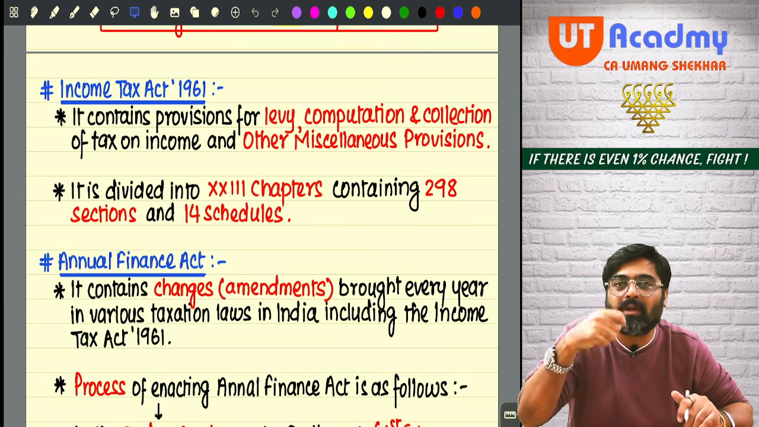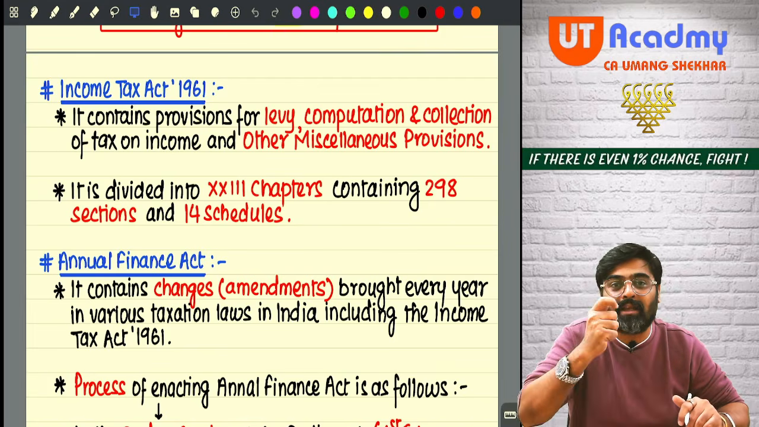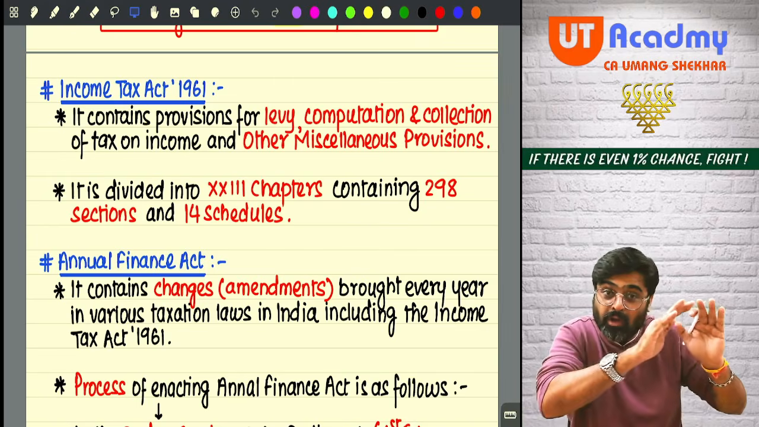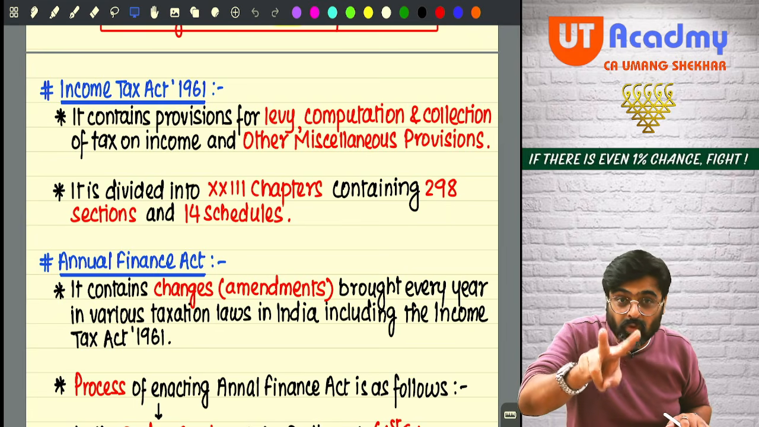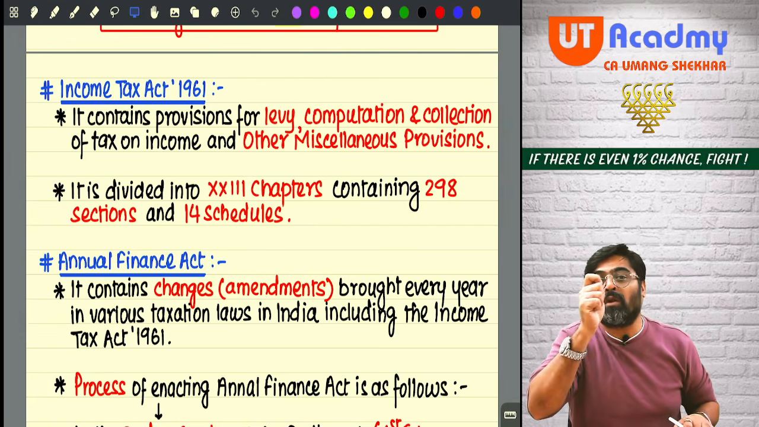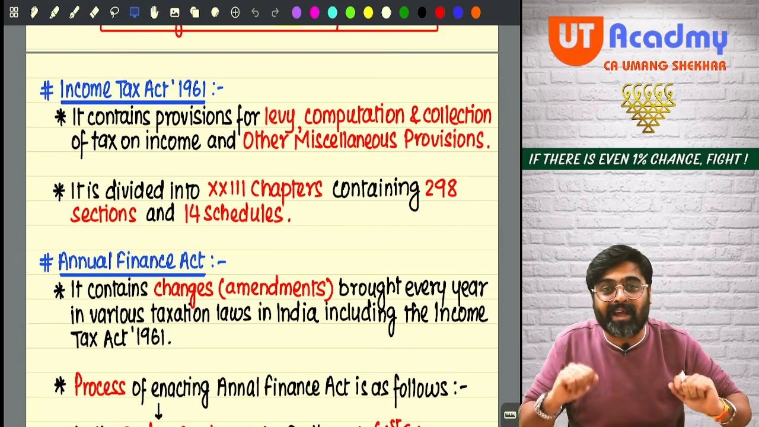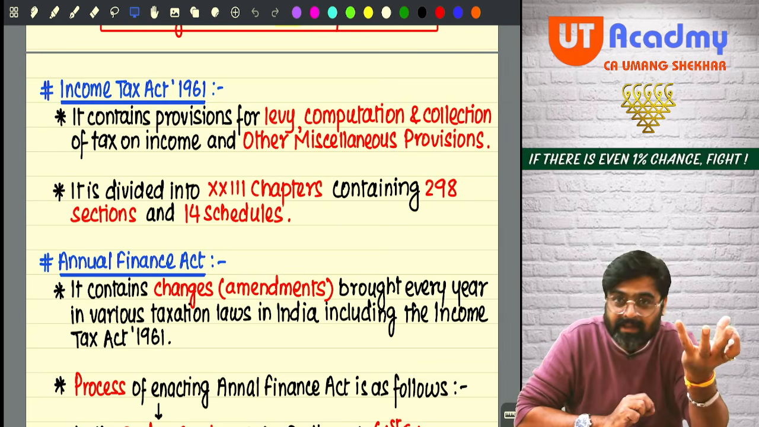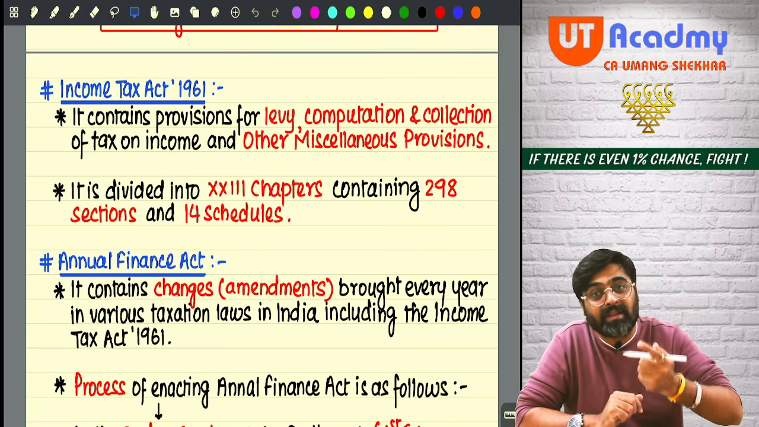So this law will talk about levy, that is, when income tax will be levied, on what amount the income tax will be levied, on whom the income tax will be levied. So this law will first talk about the levy of income tax: when, on whom, and on what value. Now the value on which the income tax is levied and the amount of income tax, how that will be computed, even that will be given in this law. And after computing the amount of income tax, how that income tax will be collected from you, even that will be given in this law.